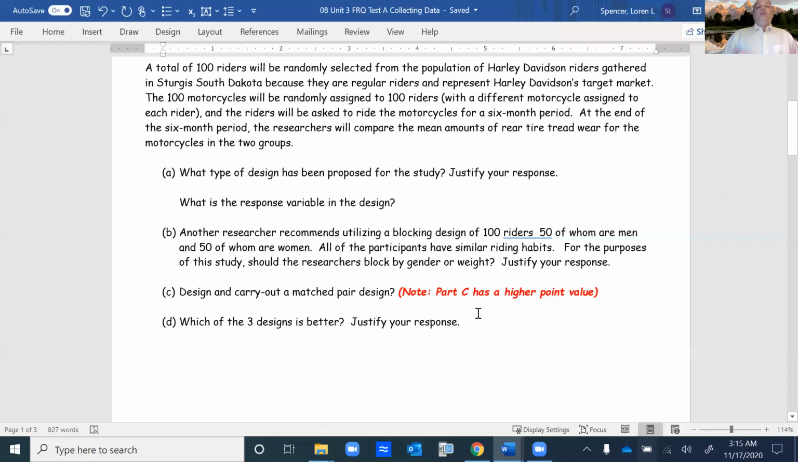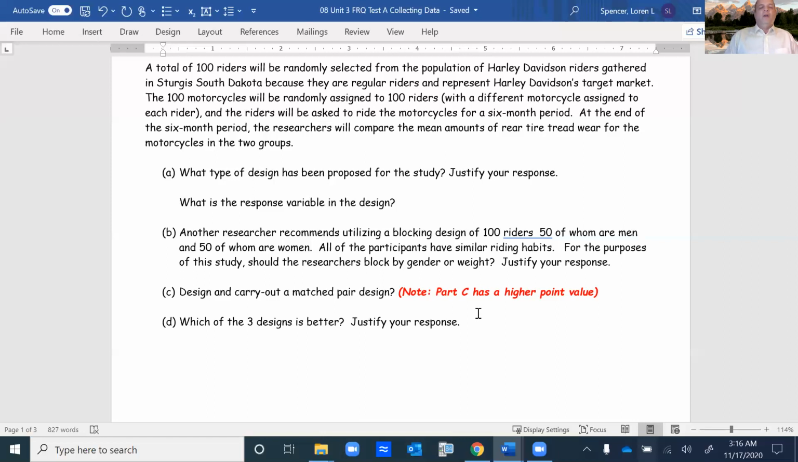Then this next one says design and carry out a match pair design. When they're telling you to do this, when they design and carry it out, they want a complete walkthrough of how you assign treatments, what the treatments are, and what you're comparing at the end. Well, in this particular case, we want a match pair design. In a match pair design, you're going to make sure that each subject receives both types of treatments. And there's a couple different ways to achieve this.